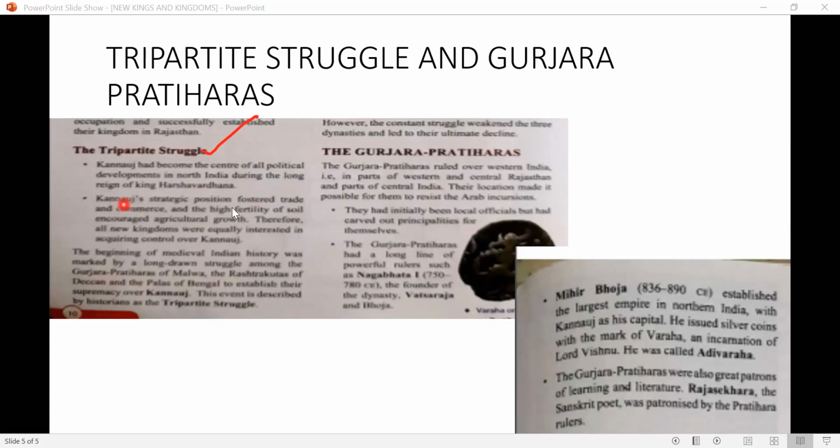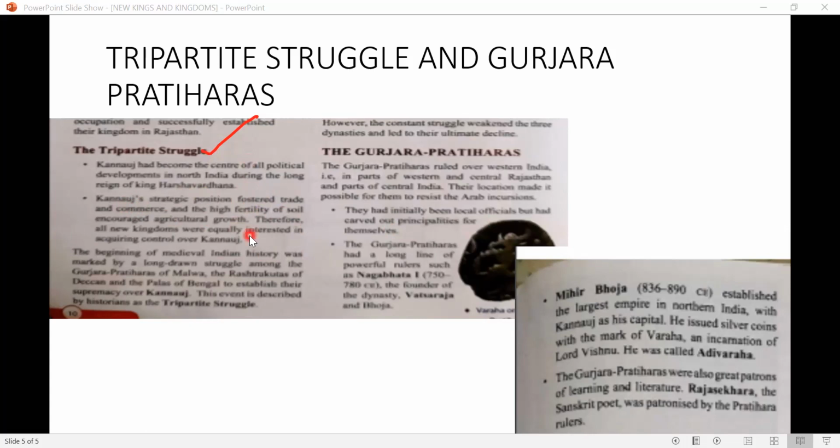Okay, and the next point that is also very big is about the Kannauj strategic position. So over here, if we read the para, we see the Kannauj strategic position fostered trade and commerce, and the high fertility of soil encouraged agricultural growth. If we talk about the agricultural growth, we discussed the river importance actually.